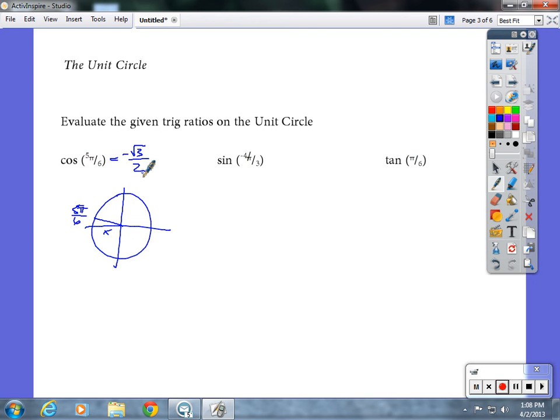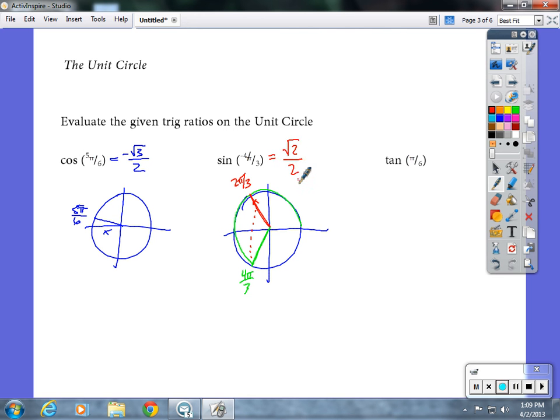Sine of negative 4 pi over 3. Again, we have to remember what negatives mean. We can either go to 4 pi over 3. If we go to 4 pi over 3, we will come all the way around to here. That's 4 pi over 3. And then we flip that over the x-axis, and we would end up at 2 pi over 3. So what is the sine at 2 pi over 3? It is root 3 over 2.